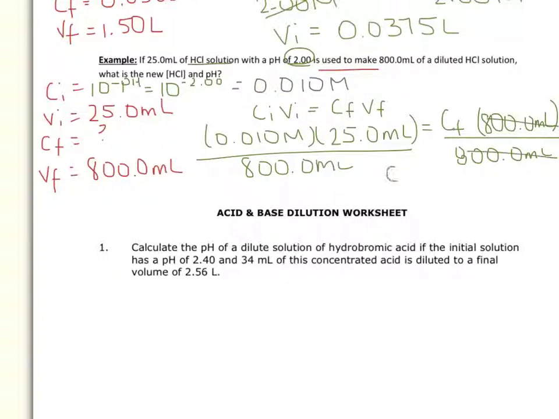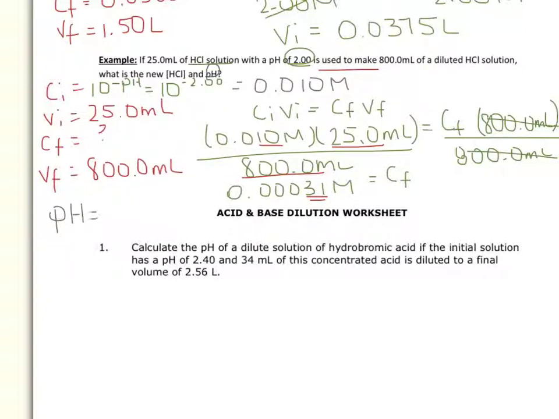That cancels to give us a final concentration of 0.01 times 25 divided by 800, 0.00031 molar. Notice that we have in this question 2 significant figures, 3 significant figures, 4 significant figures, the lowest being 2. We aren't done the question yet though, because it also asked us for the final pH.